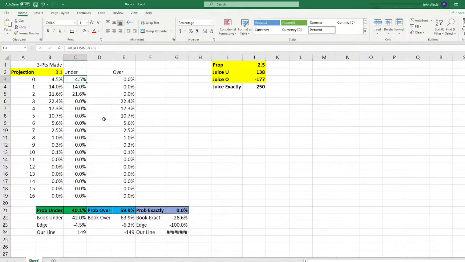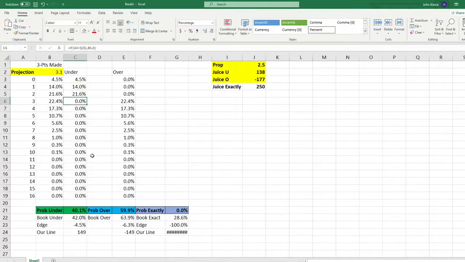All the cells in column C are going to look at column A and determine if column A in that row is below the prop. So in this instance, it's looking at cell A3 to see that the 0 is less than what the prop is, and it is. So we want to add that 4.5% into the total combined percentage for potential unders. 1 would also be less than 2.5, so I'm going to have that 14% added into this unders column. 2 is under 2.5, and that as well will be added into the unders column.